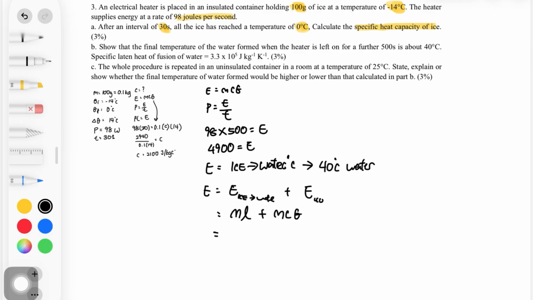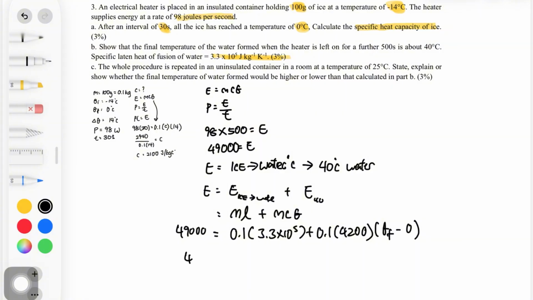So what is m? M is already the same, 0.1, and L is the latent heat, which is already stated. The latent heat of fusion is around 3.3 times 10 to the power of 5. So 3.3 times 10 to the power of 5 plus m, which is also 0.1, and c is 4200 because this is water and not ice. And for the temperature, we're going to prove it's 40 degrees Celsius, so it is the final temperature minus the initial, which is 0. Okay, so let us prove it. So this one is 49000, my mistake.